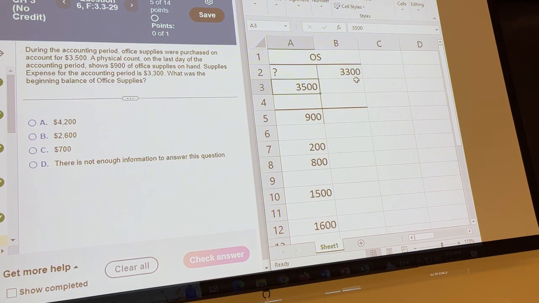So the changes that we see here are a net addition of $200. So we added 3,500, subtracted 3,300, so that's a net increase of 200, and we ended up with a balance of 900. So what would be the beginning balance then? 700. Right, it would have to be 700 here that we would be looking for as our beginning balance. So it would be the answer.